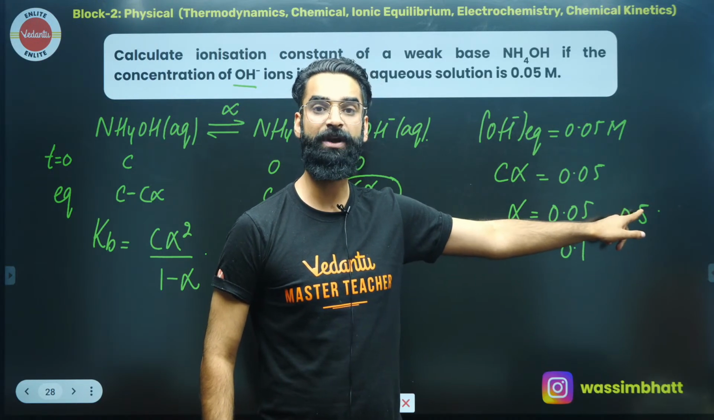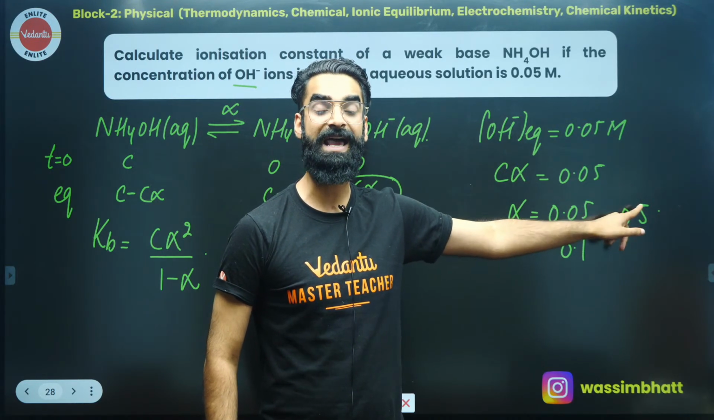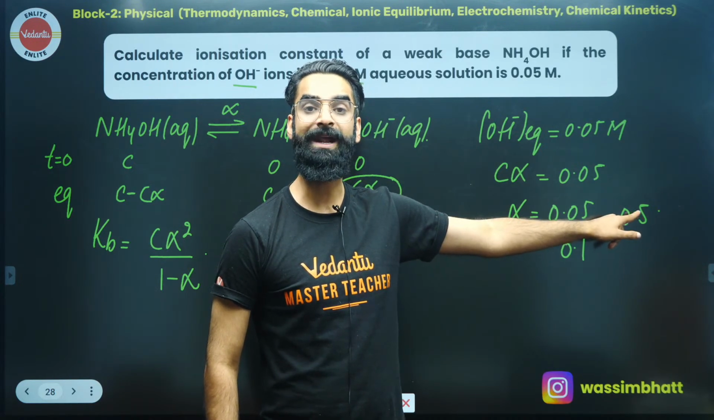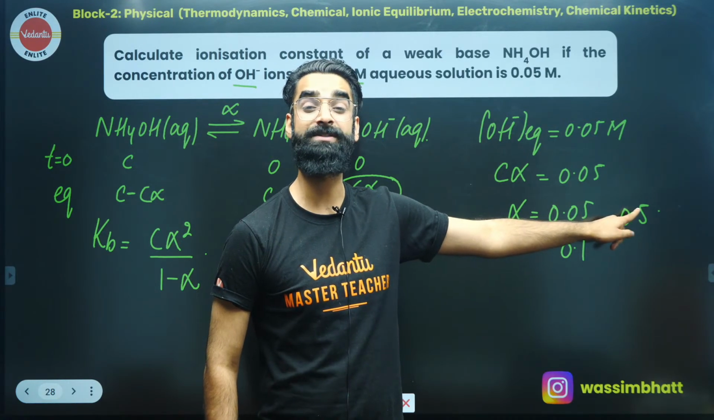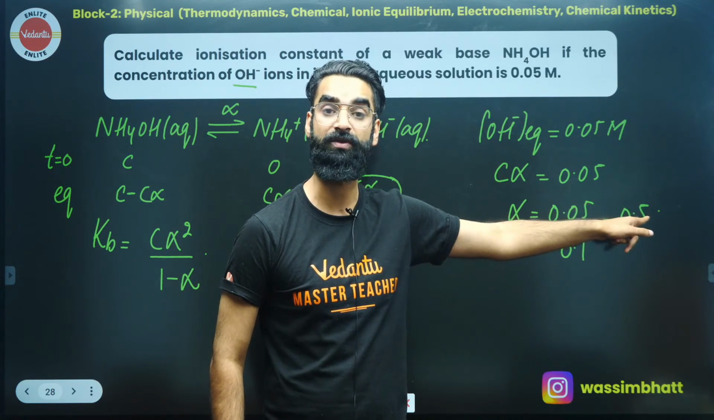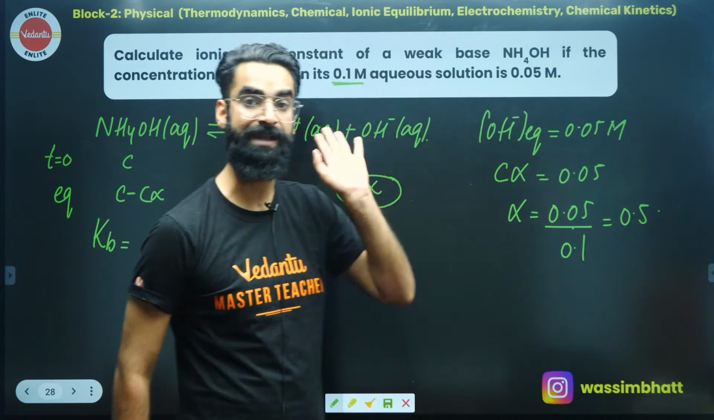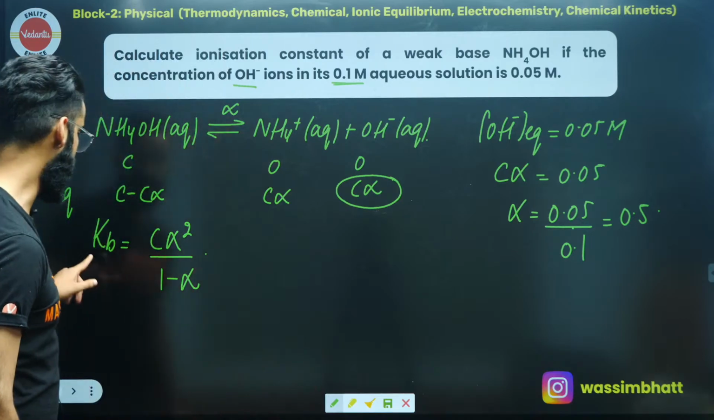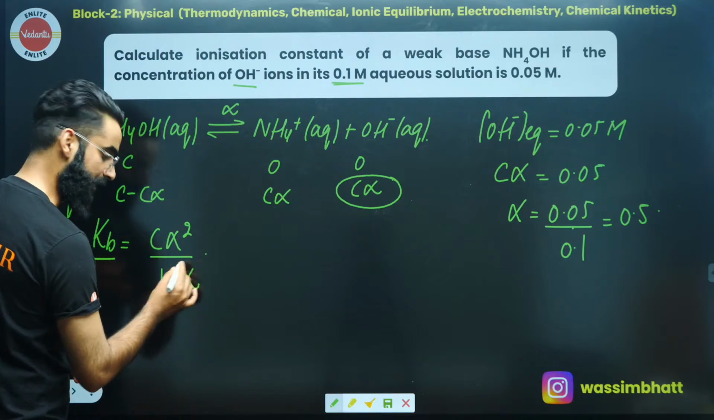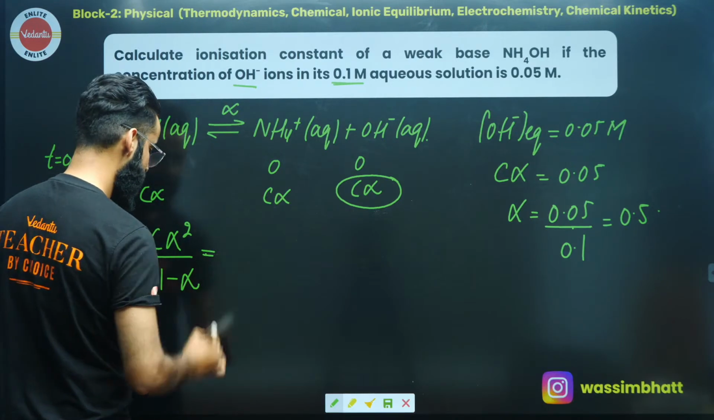Now have a look. Alpha value is coming out to be 0.5. If alpha is 0.5, can I neglect alpha in comparison to 1? See, guys, when do we neglect alpha? We neglect alpha when the value of alpha comes out to be less than 0.05. But over here, it's not less than 0.05. It is more than 0.05, right? So I'm not going to neglect alpha in comparison to 1. So in order to get the value of the dissociation constant of the weak base, I cannot neglect alpha in comparison to 1.